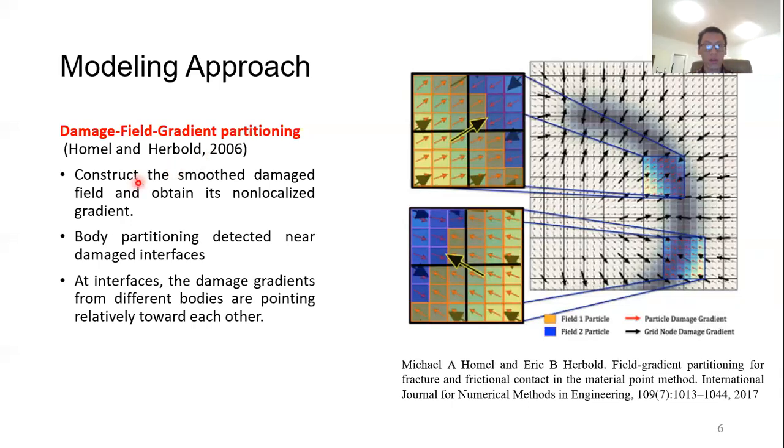Here we construct the smooth damage field and obtain this non-local gradient at those black arrows. The body partitioning only happens near the cracked surface, which is represented by these dark, fully damaged stones. At those interfaces, the damage gradients from two distinct bodies, as these two pictures show, are pointing relatively toward each other. Once we detect such damage gradients pointing toward each other around the green node, we're going to trigger the body partition.